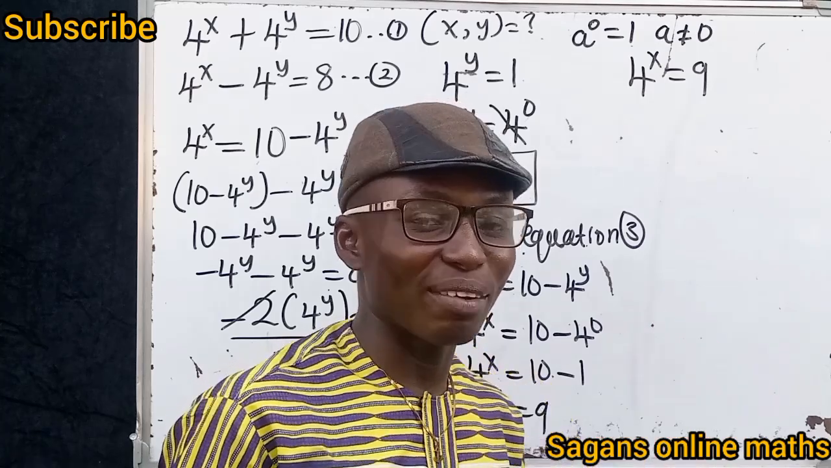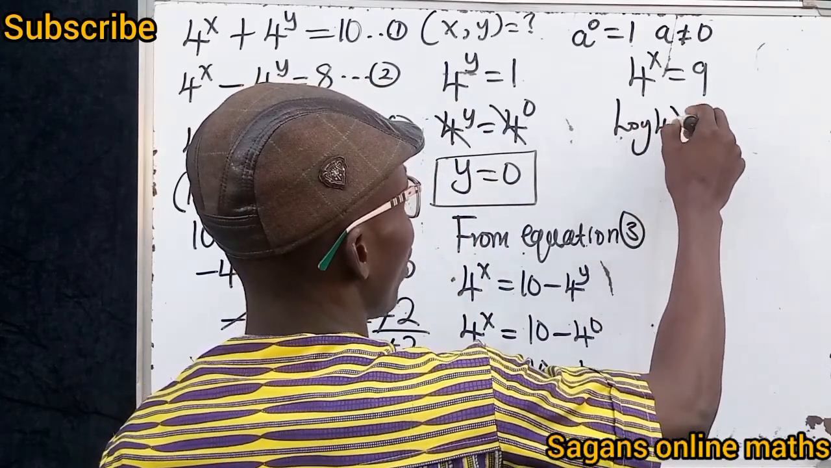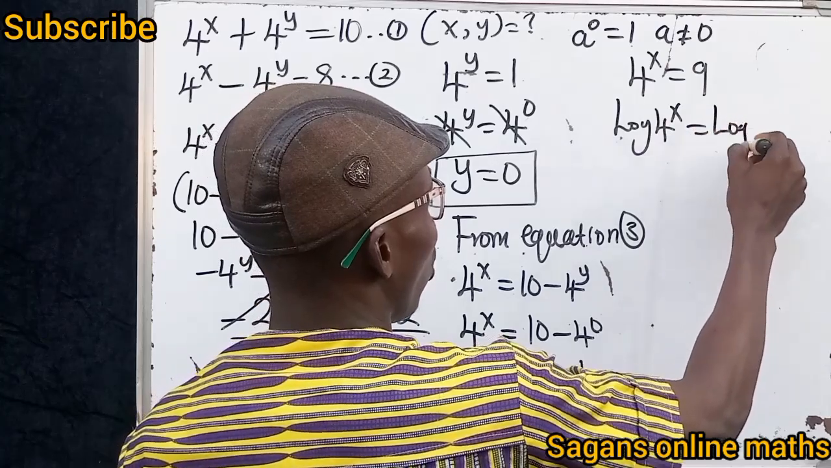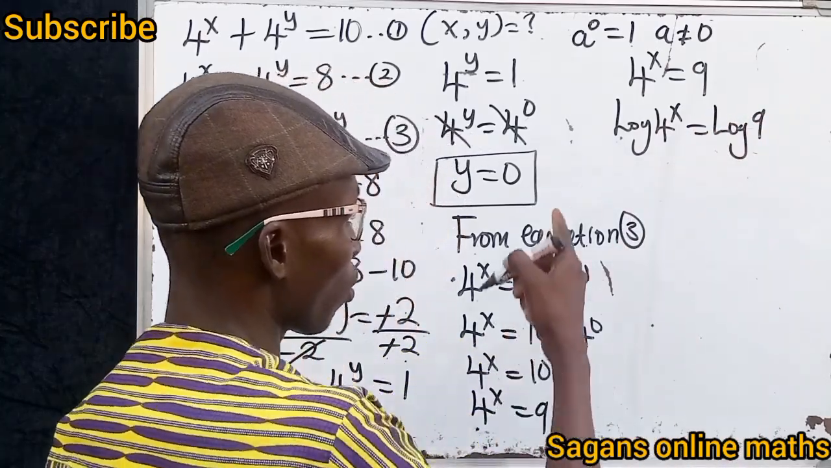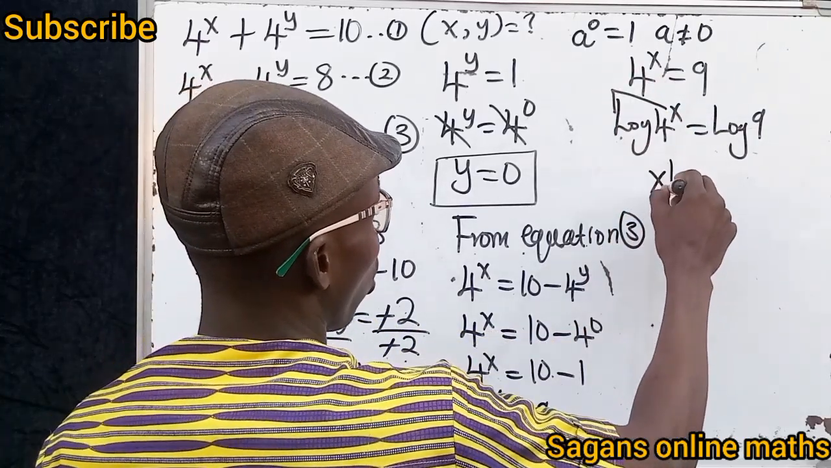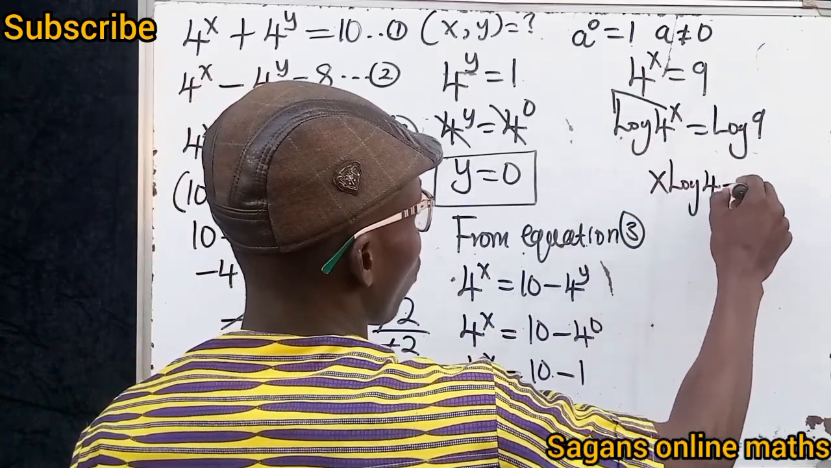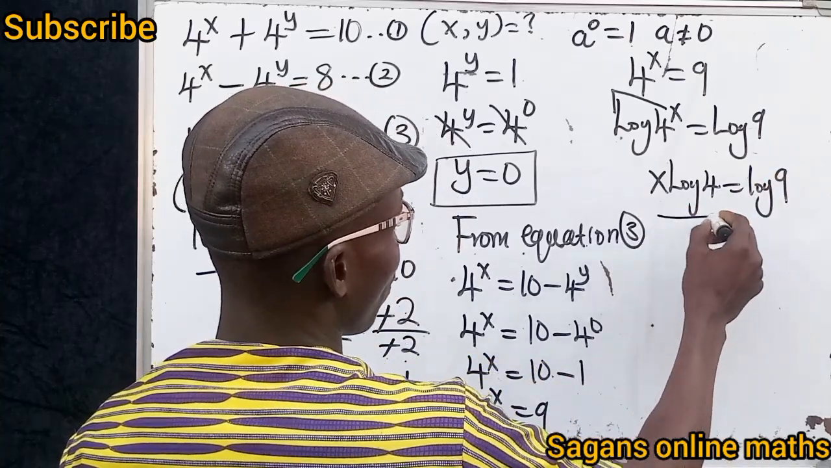Let's take the log of both sides, because that will help us. So let's take the logarithm of 4 to the power of s equals log 9. Let's also obey the properties of logarithm. This power will go back to multiply the log. So this now becomes s log 4 equals log 9. Since we are looking for s, let's divide both sides by log 4.